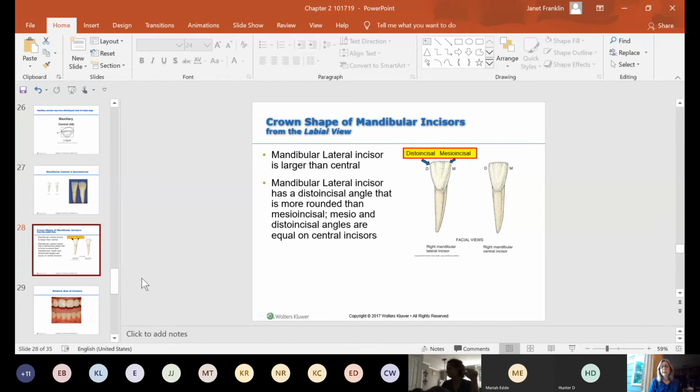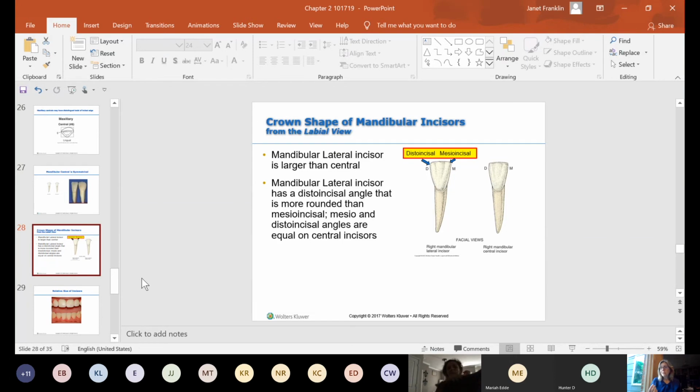And so on the mandibular lateral, it's more rounded. It has a distal incisal angle that is more rounded than the mesial. On the central incisors, they're the same, because remember, the central incisor is symmetrical. So if you cut it in half, both sides are going to look the same or be mirror images of each other. The lateral is not like that. If you cut a lateral in half, one of the sides is going to be more rounded than the other, and that's going to be the distal side.